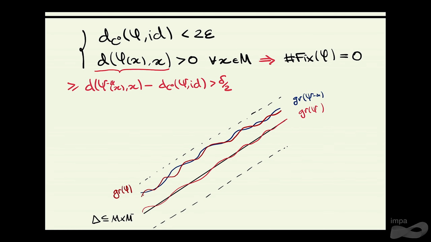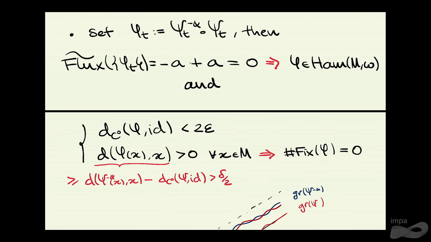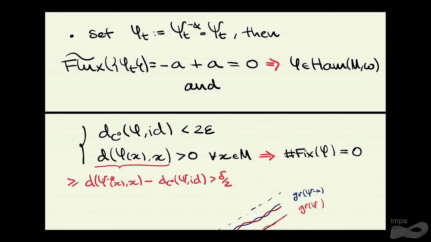And in fact, you can make it lie so close that when you compose, you're not going to create any new fixed points. In particular, the distance between phi x and minus x is bounded below by this difference here. And this is positive. So you created a Hamiltonian diffeomorphism with no zeros and with C0 small distance to the identity, because these two maps are C0 close to the identity already. Okay?